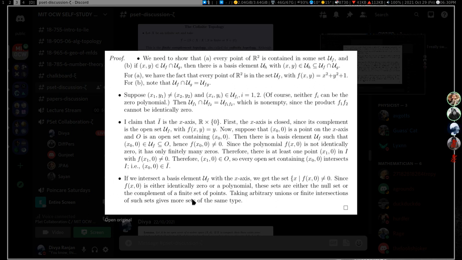I do like your idea of slowing down a little bit and maybe doing even more problems, like more of the routine kind of problems.